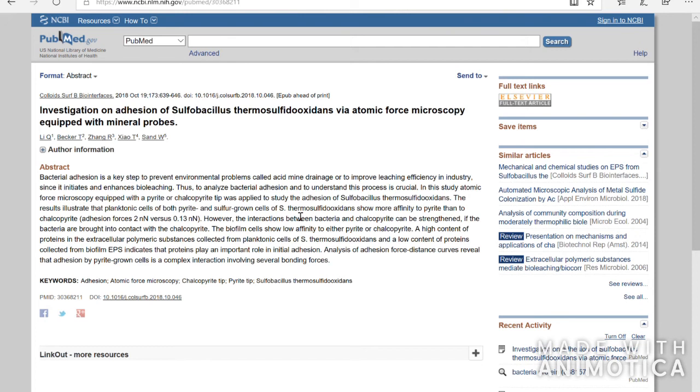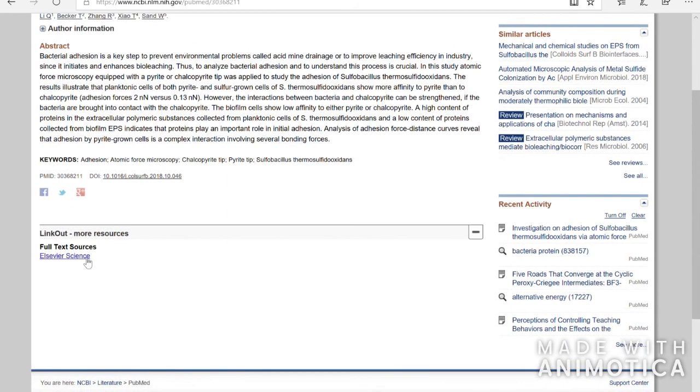Analysis of adhesion force distance curves reveals that adhesion by pyrite grown cells is a complex interaction involving several bonding forces. So we know that the proteins help it bind, but it's complex how it binds. So I'm not going to read that again because this paper is not focused on that.